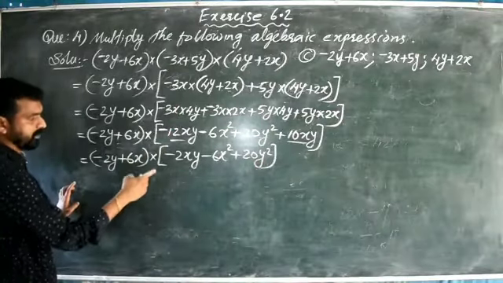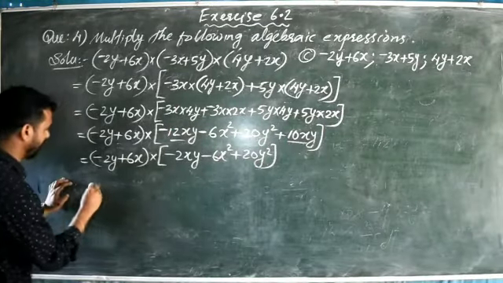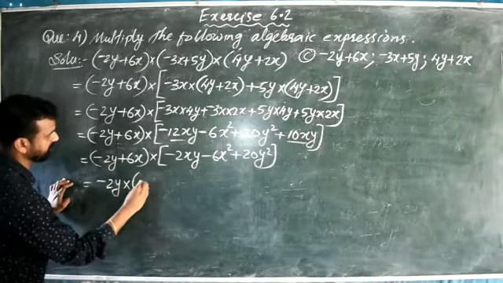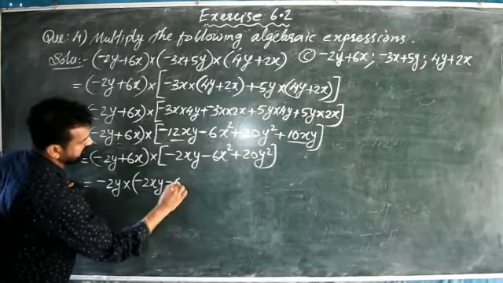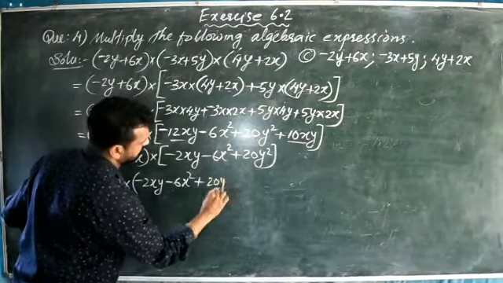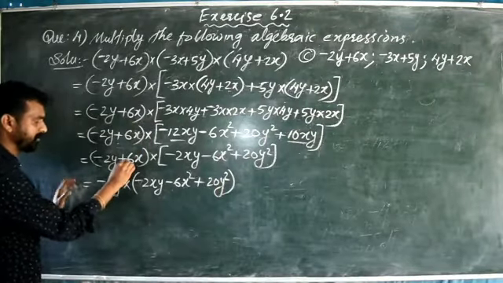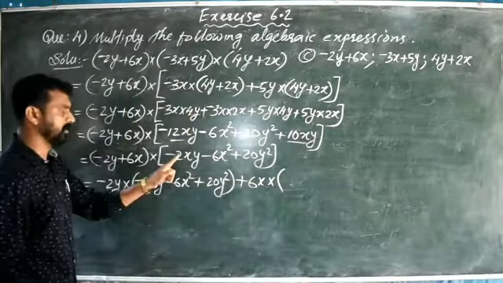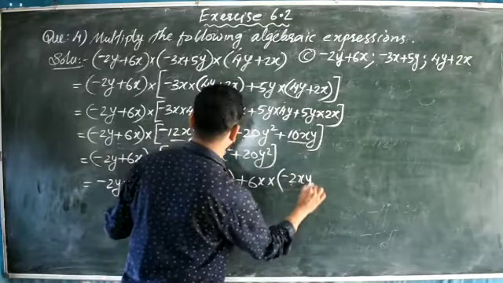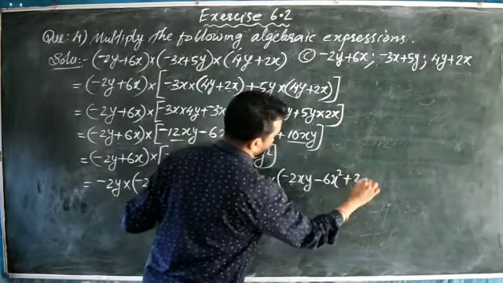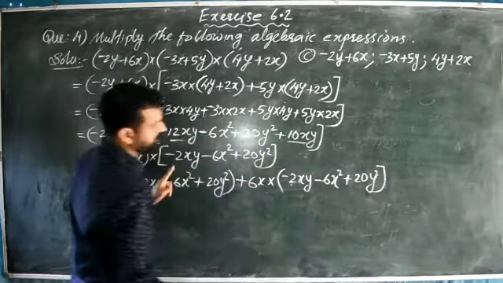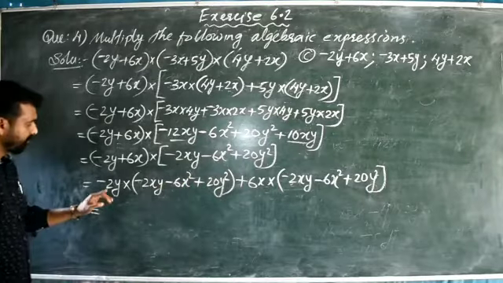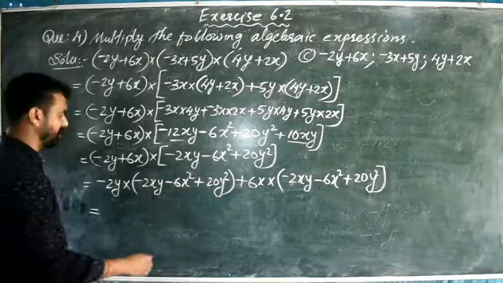Now we have to multiply this binomial into the trinomial. That is, first term of the binomial into the trinomial we have to multiply: minus 2xy minus 6x square plus 20y square. After that, second term of the first binomial, plus 6x, into the trinomial we have to multiply: minus 2xy minus 6x square plus 20y square. Now multiply one by one. Monomial into trinomial. Monomial into each term of the trinomial we have to multiply.